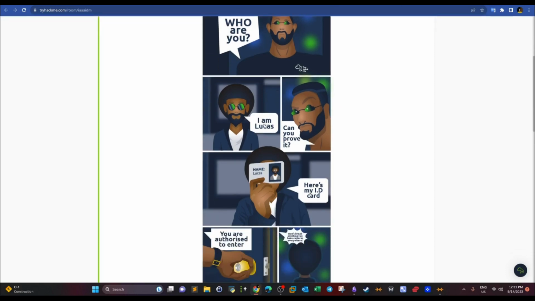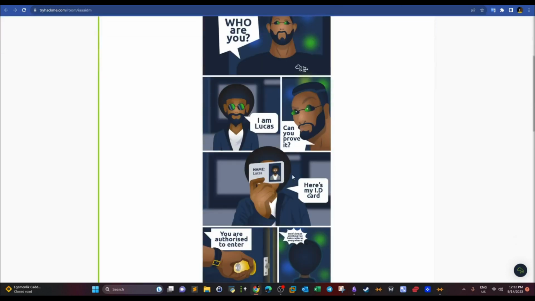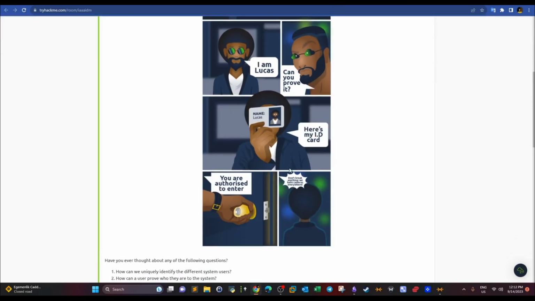And then, as you can see here, the security guard wanted a proof. So they ask you, prove that you are who you claim to be. So you pull your ID card. So here you are proving your identity through the ID card. But if you're logging in to a website, you prove your identity through the password. And then the security guard is telling you, you are authorized to enter. Here the security guard is telling you what you can do and what you cannot do.